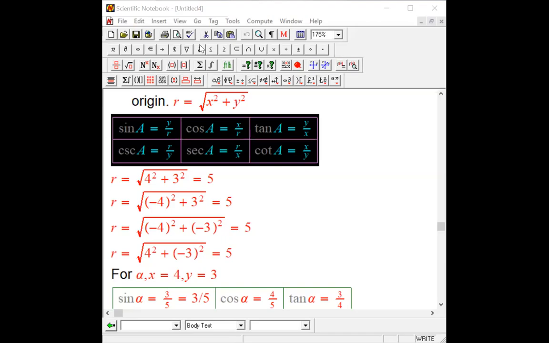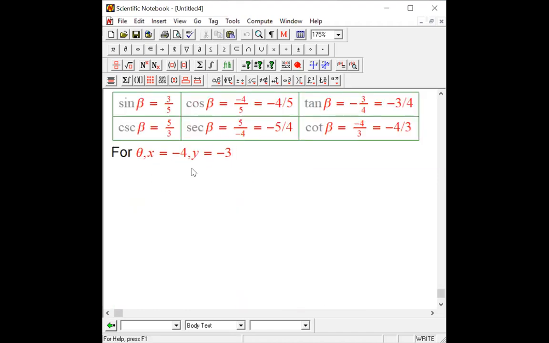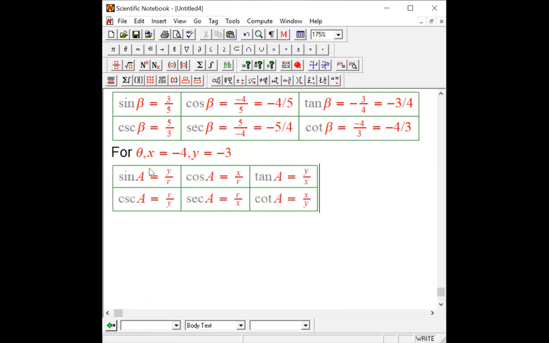Oops, wait, I need to share that. Okay, I'm going to copy that table. So work for theta. This time is going to be theta, and you just plug in those numbers.